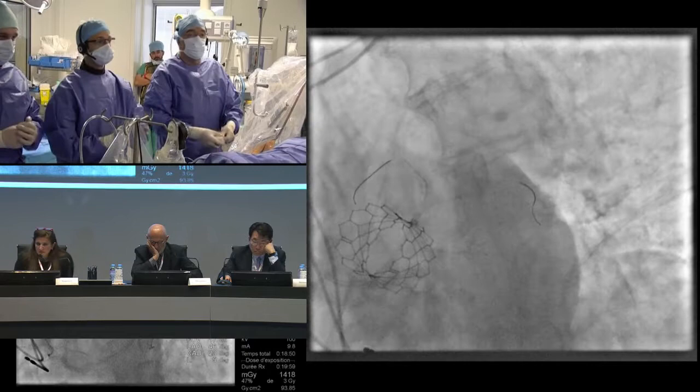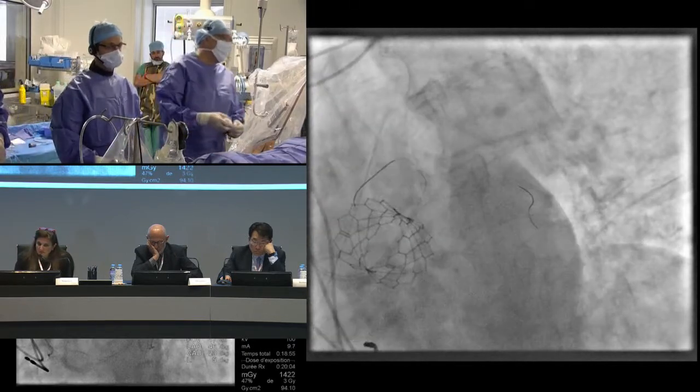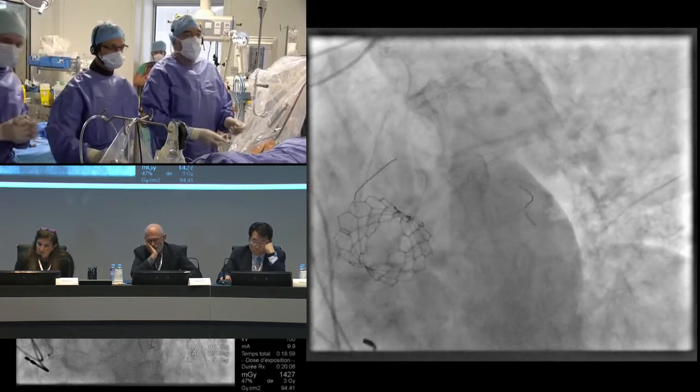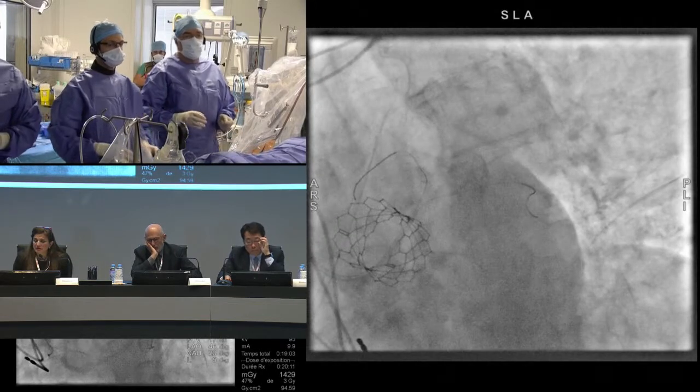3.18. Okay, so it will be the first Xience 3.18 DES. So you're choosing 3.0 in that proximal circ, not 3.5? From the left main to the OM branch.